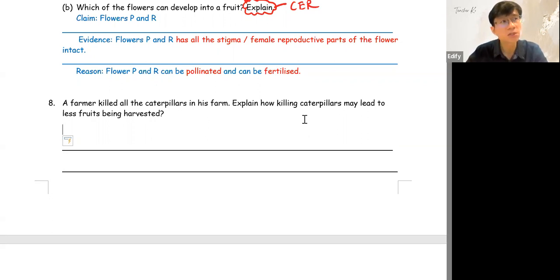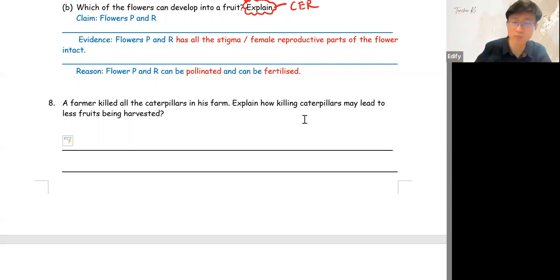Okay, so if you're a fruit farmer, then that's not a very nice or wise way to get rid of the caterpillars, because you end up having fewer pollinators in your orchard, and you need the pollinators to pollinate the flowers and to get them fertilized. So that is how the caterpillars may lead to fewer fruits being harvested.